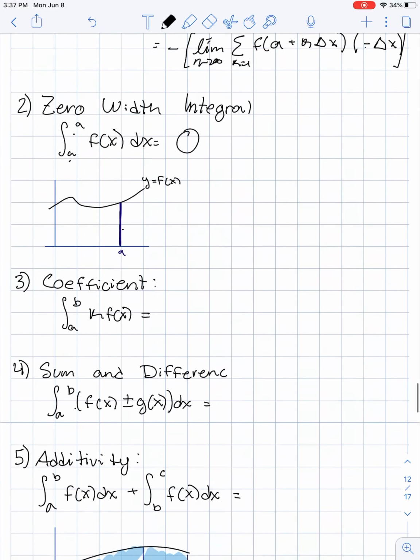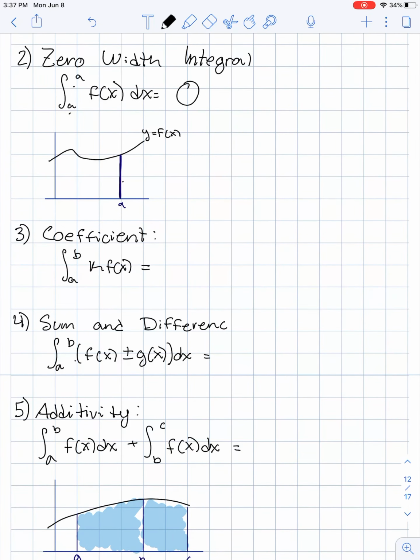All right, so now the next two look a little similar to what derivatives look like. For coefficients, we're going to have that k times the integral from a to b of f of x dx. I also forgot my dx right here. There we go. So basically we can pull that constant out and then do the definite integral.